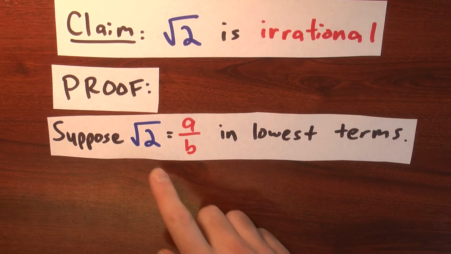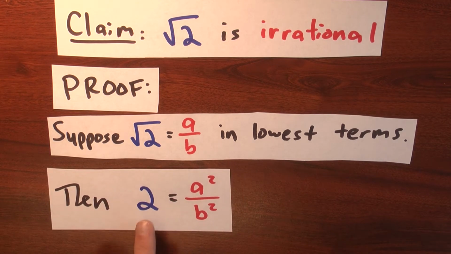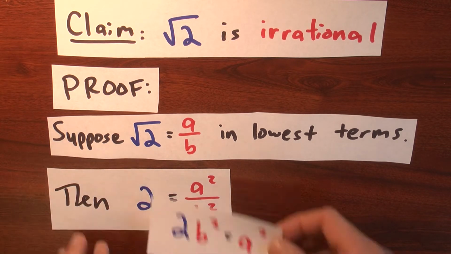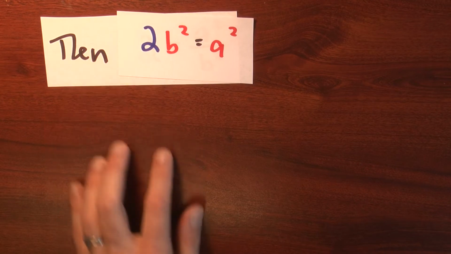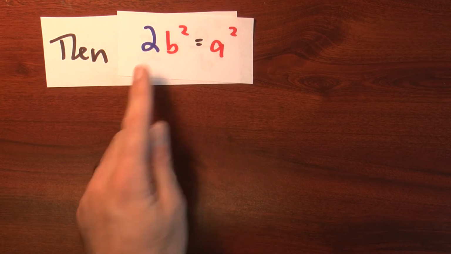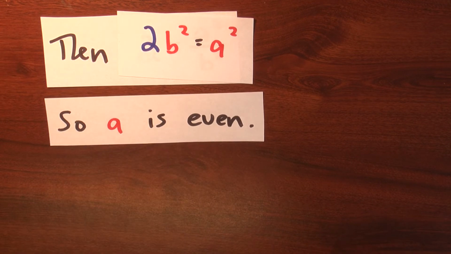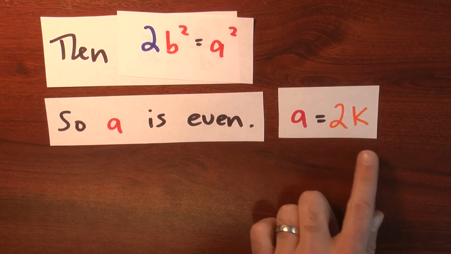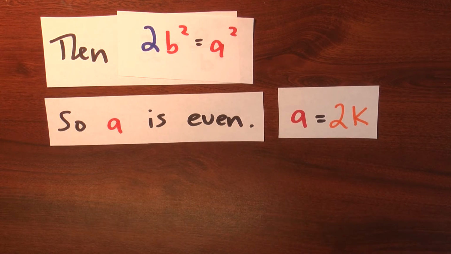All right, now once I've written the square root of 2 as a over b, I could square both sides, and then I'd find that 2 is a squared over b squared. And then I could multiply both sides of this equation by b squared, and I'd find that 2b squared is a squared. Now what does that mean? Well, that means in particular that a is a multiple of 2, right? So that means that a must be even, so I can write a as 2 times some integer. I'll call that integer k. So a is even, a is twice some integer.